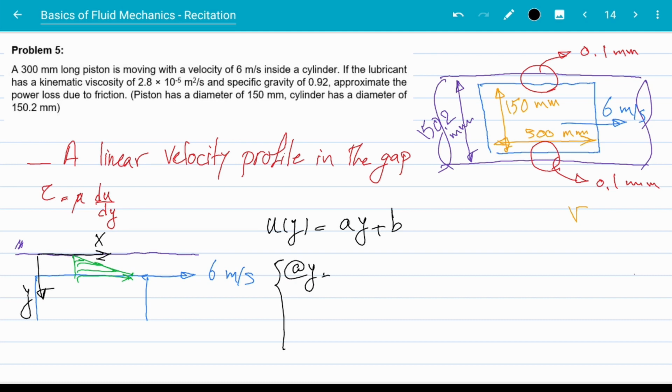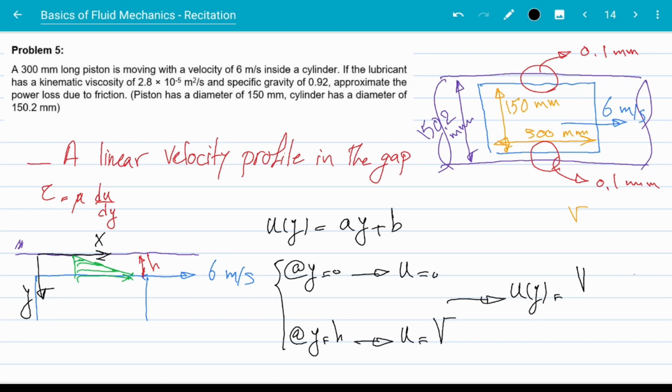At y equals 0, on the cylinder side, there is no velocity, u is 0. And at y equal to h, let's say that the gap is h meters wide, I have the velocity equal to the velocity of the piston, capital letter V. I know that it's 6 meters per second, I just want to keep everything in parameter form. So using these two conditions, I get that u as a function of y is V over h times y.